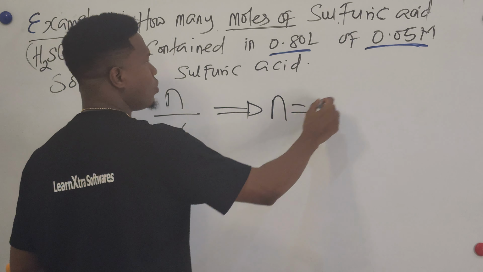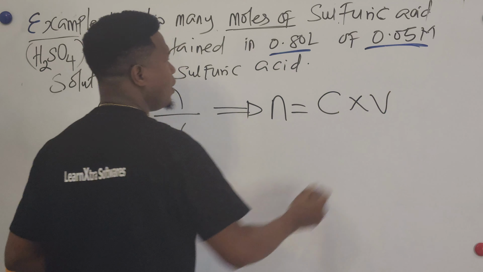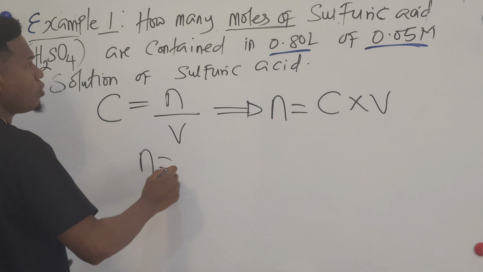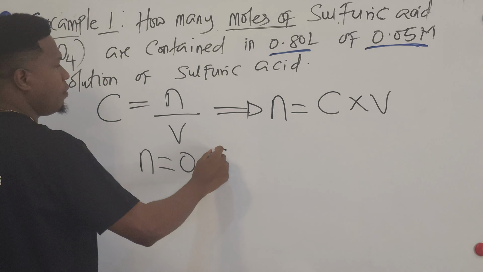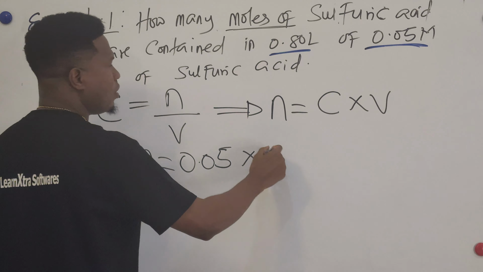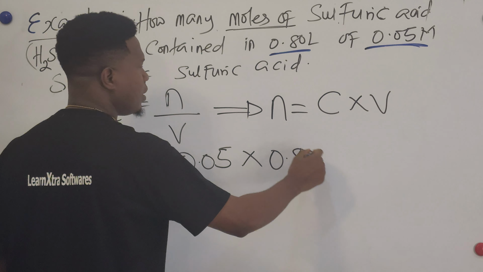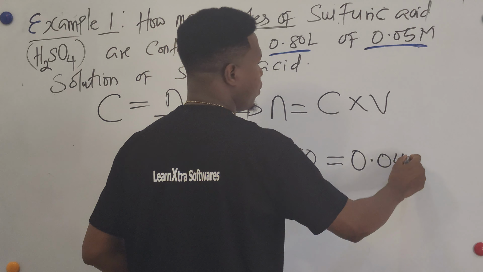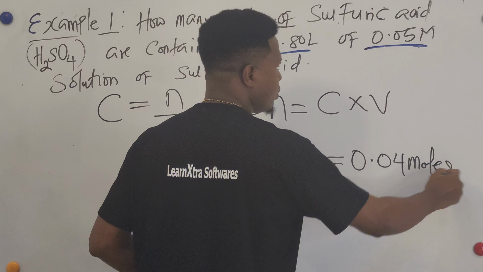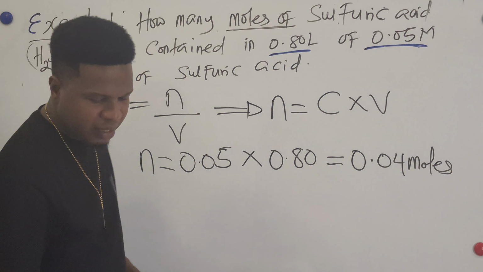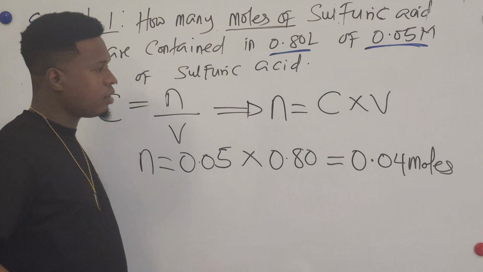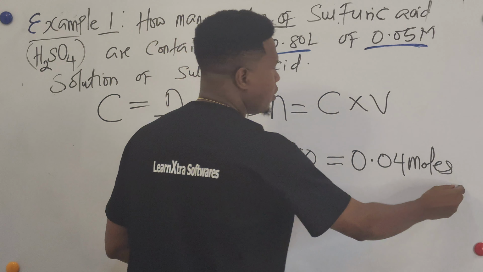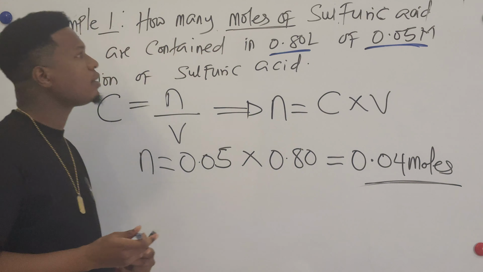So n will be equal to what? C times V. So n will be equal to 0.05 times 0.80. So what do you have? 0.04 moles, right? That's exactly what you are going to get. So this is the number of moles present in that volume.